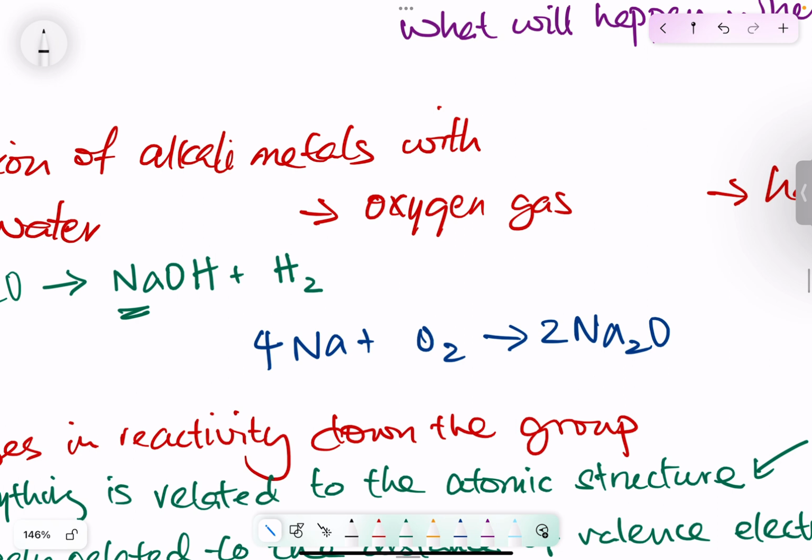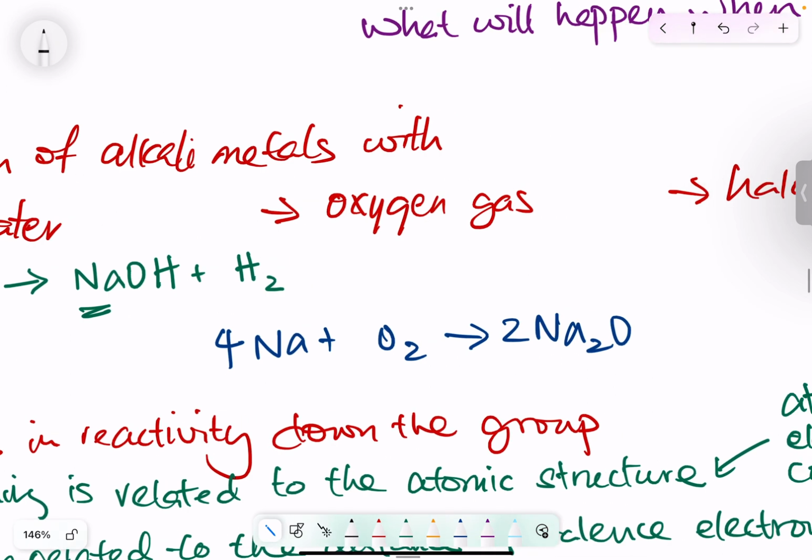If the alkali metal reacts with oxygen, then it will give you the oxide. Not just group 1, but any element, when it reacts with oxygen, will give you the oxide of that element. Pretty straightforward on this one.